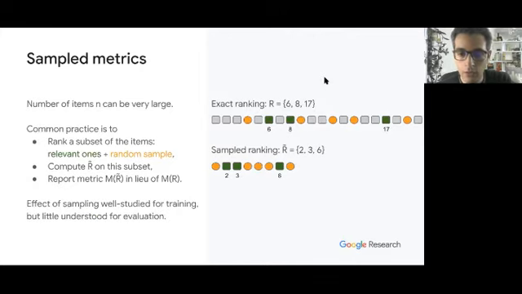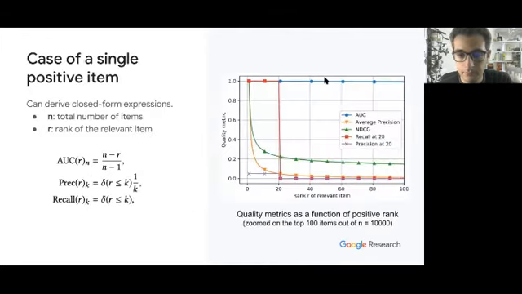It's worth mentioning here that sampling is common both during training and evaluation of recommender systems. It is well studied for the training part, but the effect of sampling is not well understood for evaluation, and this is the subject of our study. Let us now focus on the case when there is a single relevant item per user. In this simplified setting, we can derive closed-form expressions and clearly highlight the effect of sampling.